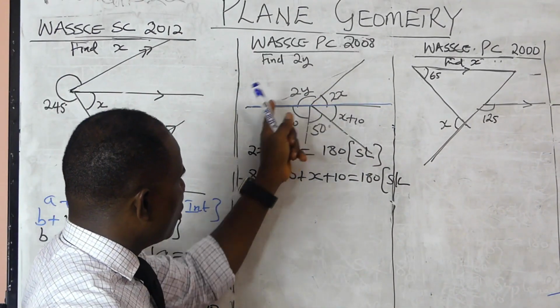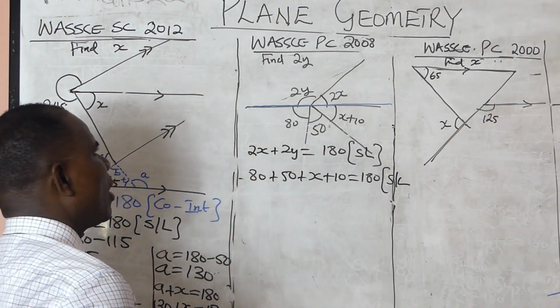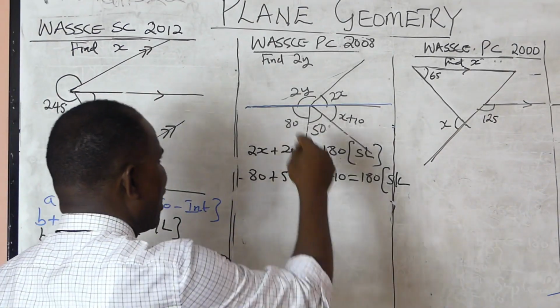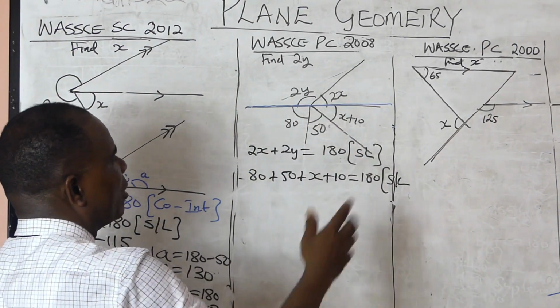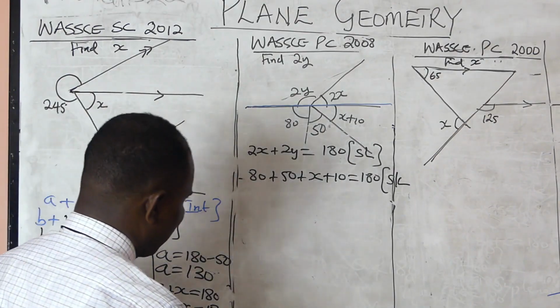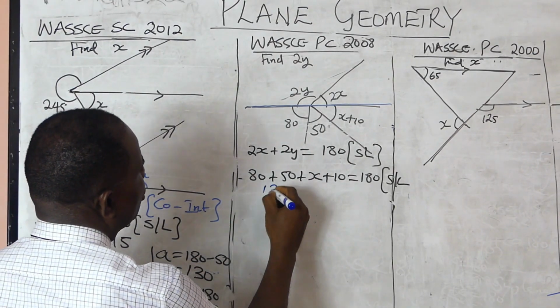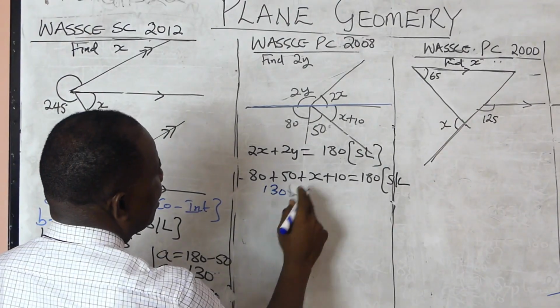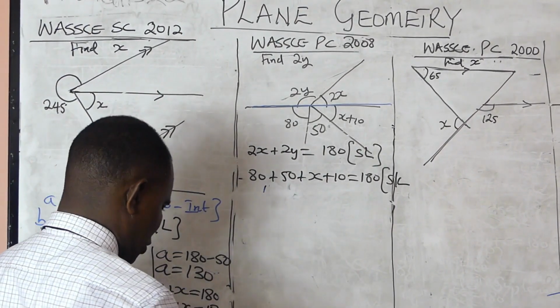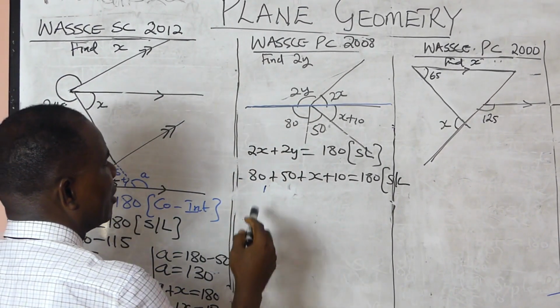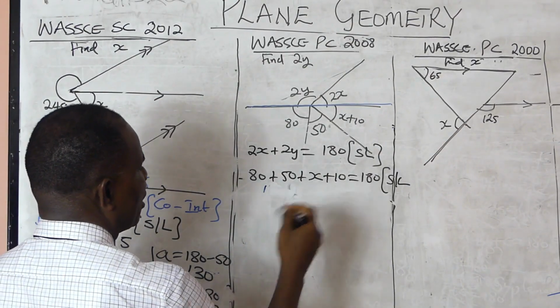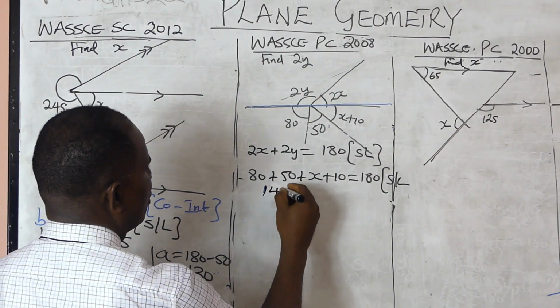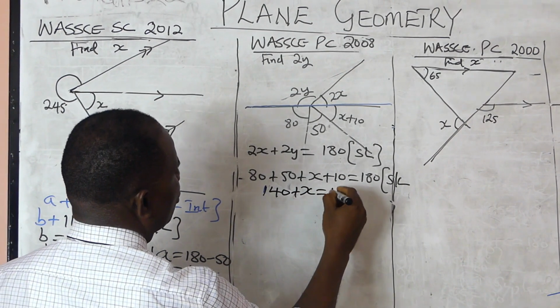This and this will also give us 180. 2y plus 2x will give me 180, and 80 plus 50 plus x plus 10 will give me 180. So either way, we have 130 here, plus 10, let's call it 140. Just collect like terms. This is 130 plus 10, 140. So I have 140 plus x is equal to 180.